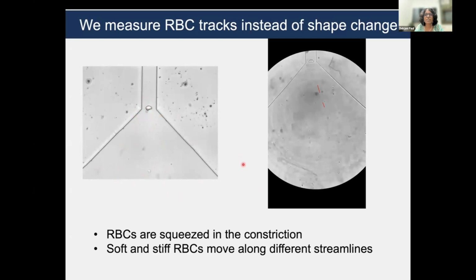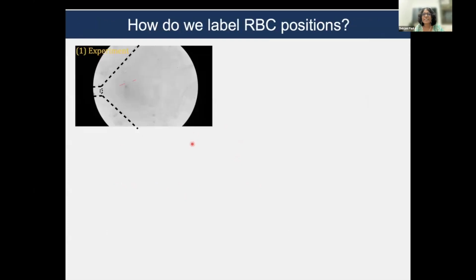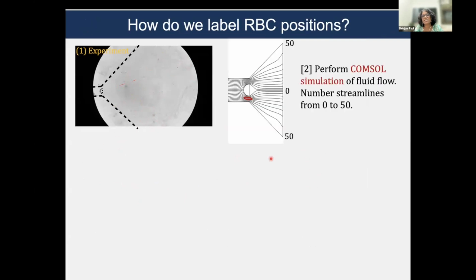Okay. Now the point is that if the RBCs are coming out this way, I have to have a way to label the RBC positions. So this is our experiment. And then what Savita does is a COMSOL simulation of the fluid flow in this device without any RBCs. That gives her a set of streamlines. She numbers these streamlines, the center one being 0 and 50 to each side.